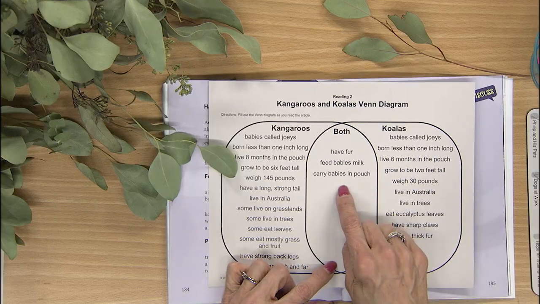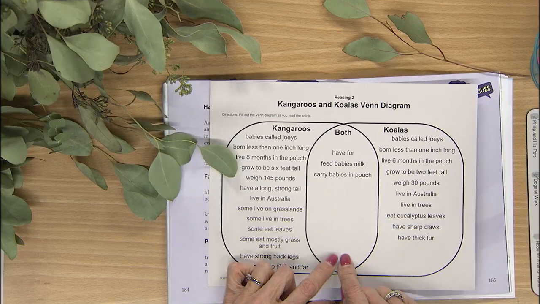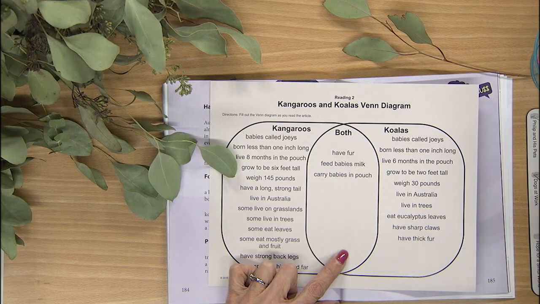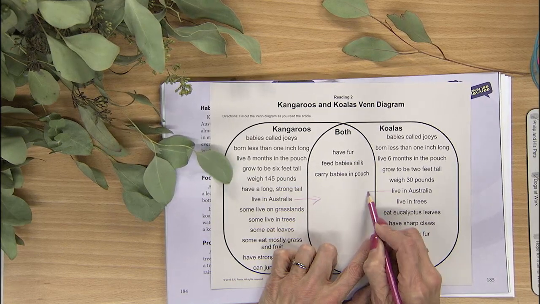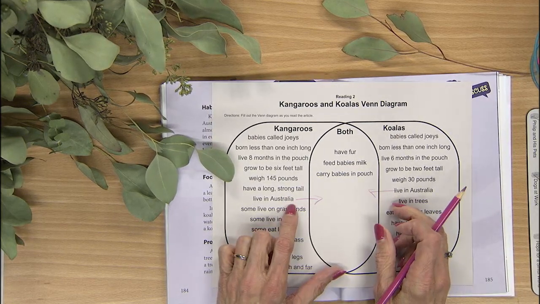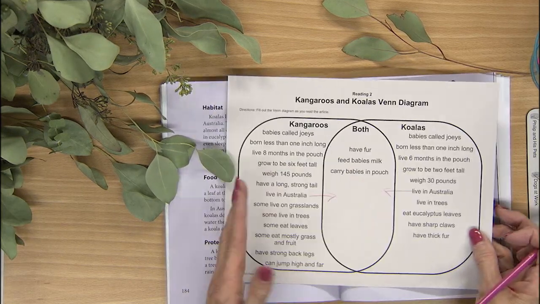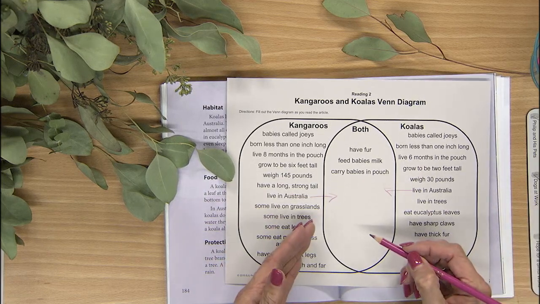Now, just look at what you wrote and try to find a few things that both the kangaroo and the koala have in common. Things that are very much the same. Now, you could write it here in the middle. But to save time, why don't you just draw arrows? For instance, they both live in Australia. So just draw arrows there, okay? Draw the arrow to the middle, from the kangaroo side and from the koala side.